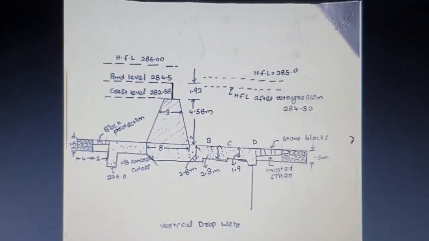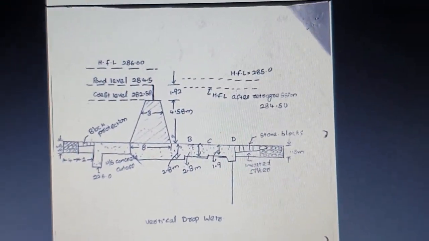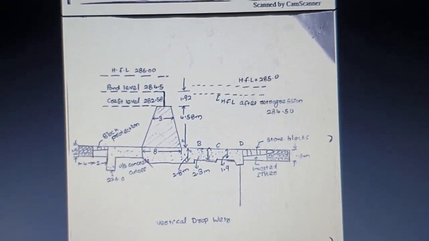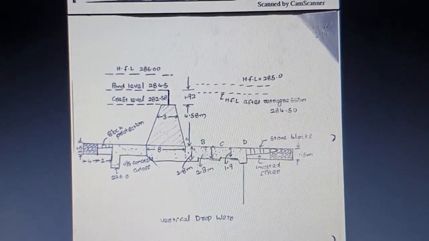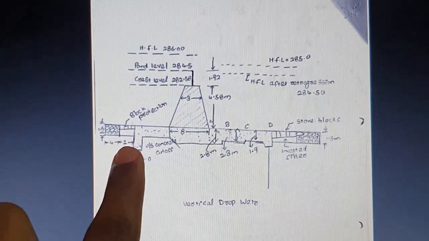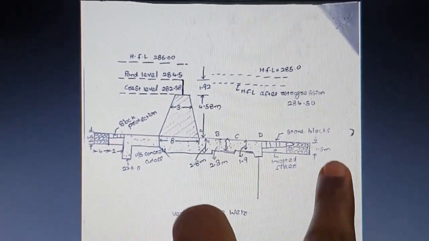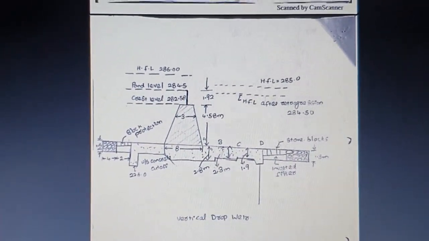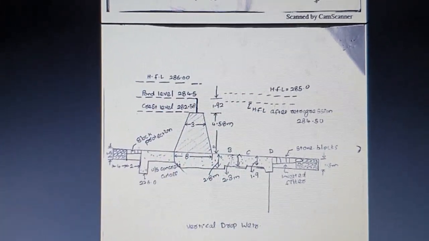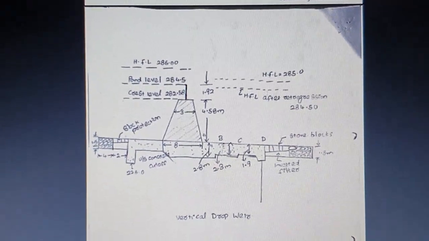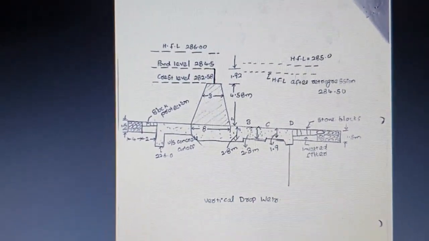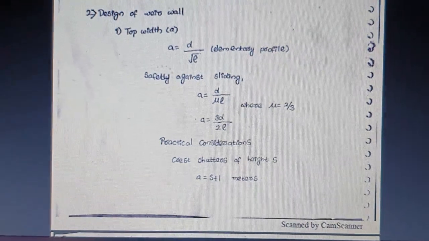So if you take this as your weir section, here you will be calculating the HFL, pond level, crest level, HFL after retrogression, and that in your hydraulic calculation. And at the bottom you can see the impervious aprons, right, that you are going to calculate. And this you are going to call a weir section. For this weir section, in your step number 2, you are going to calculate the top width and the bottom width of your weir section in order to design the vertical drop weir.